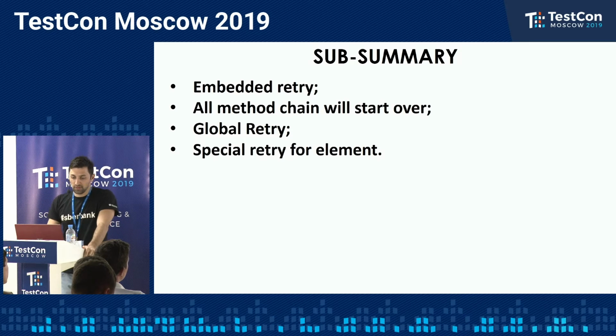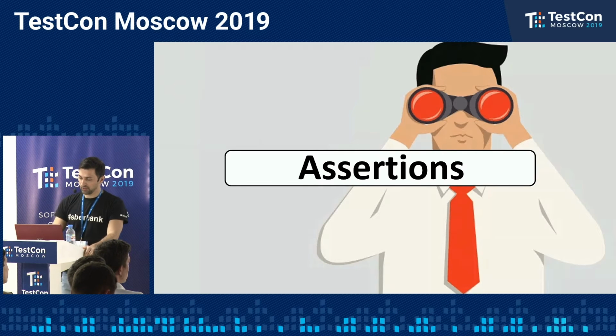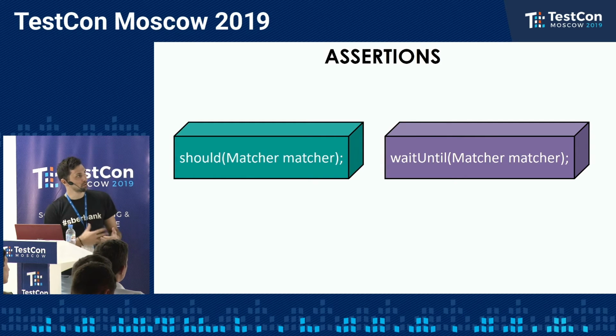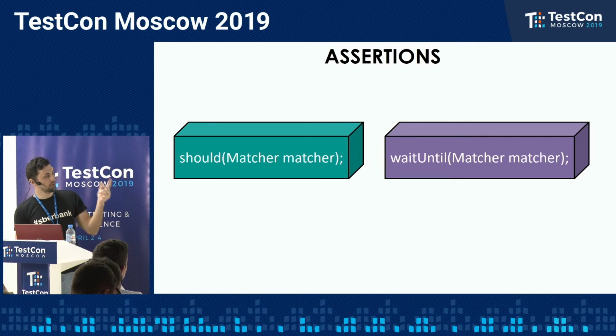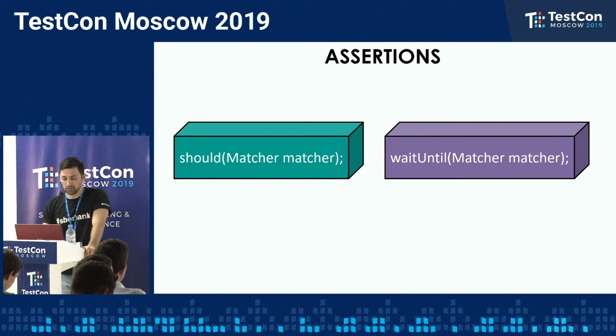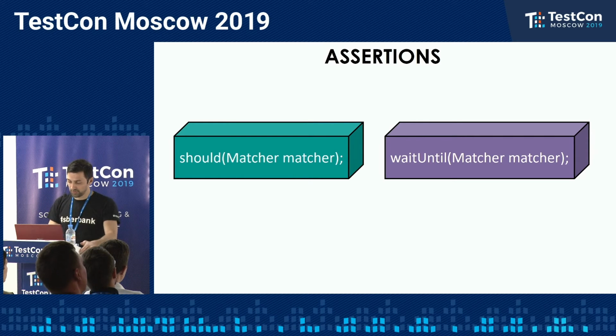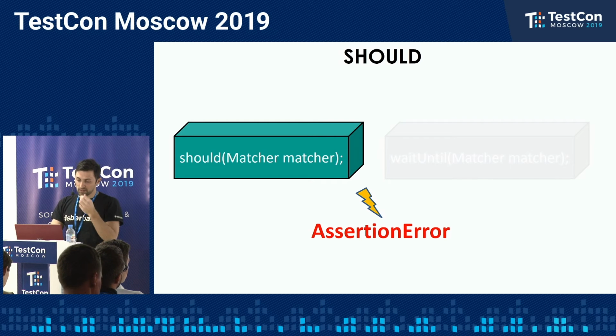Some other outcomes. So to understand that there's embedded retry, the whole chain will start over, and you can use different elements. So assertions, some specific assertions about your methods. You have already two methods, part of Atlas mobile element, should and wait until, they understand matchers. So matchers are used to create some interesting checks.